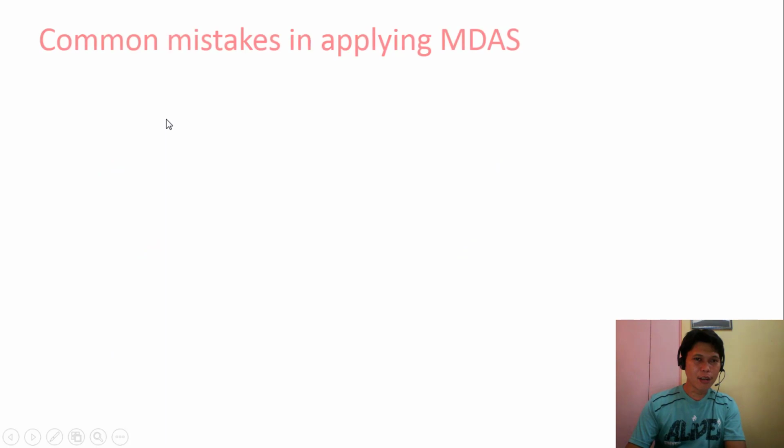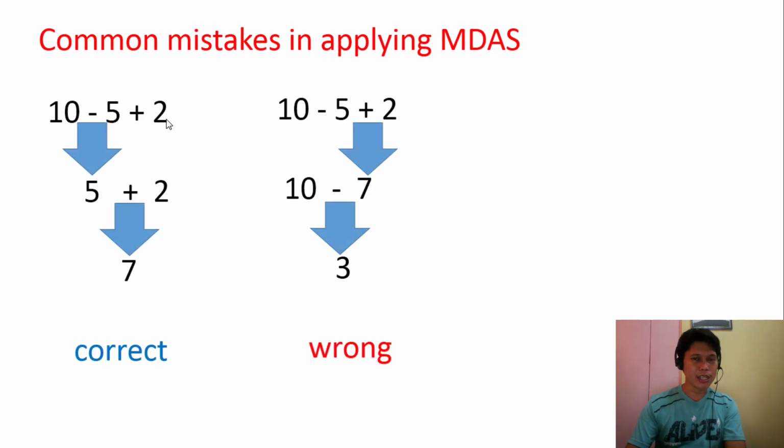Another common mistake in applying the rule, this time in addition and subtraction. Subtraction comes first, so it doesn't mean that you need to add 5 plus 2 first. It should be 10 minus 5, which is 5, plus 2 is 7. This is the correct one. While in this one, he added 5 plus 2 first, which is 7, and 10 minus 7 is 3, which is wrong. You see? Even if they are just addition and subtraction, there is a difference in the answer if you improperly apply the MDAS. In other words, you just perform from left to right. So, 10 minus 5 is 5, plus 2 is 7. Okay?